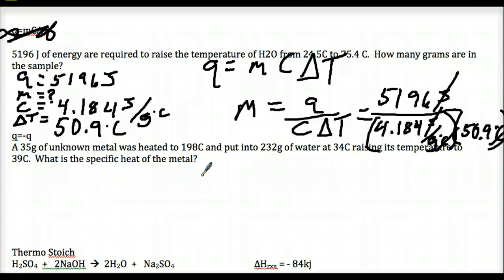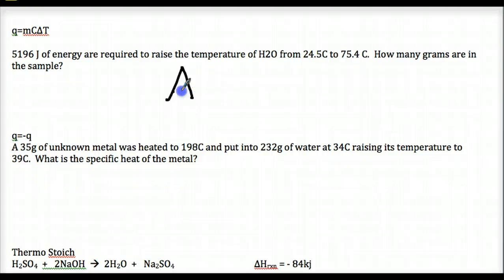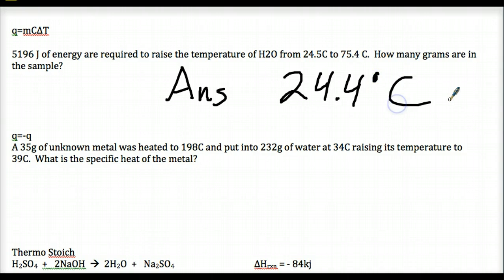You're going to run this through your calculator: 5,196 divided by 4.184 divided by 50.9, and you get 24.4. So the answer is 24.4 grams. I'm going to erase everything and just state the answer, hopefully you did this one at home or in school. Those are typically some of the easier questions because it was just one set of data to deal with.